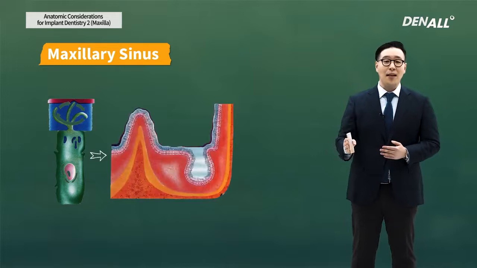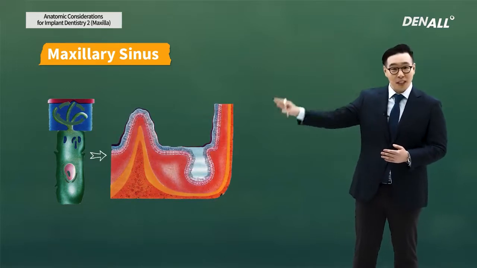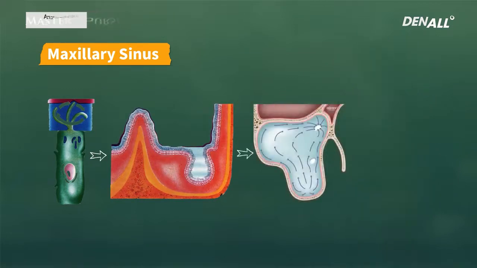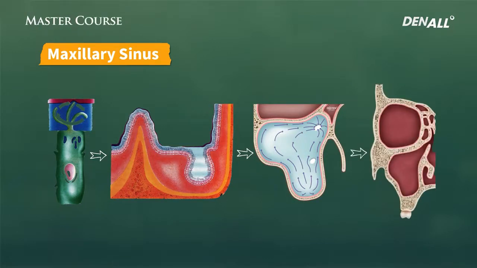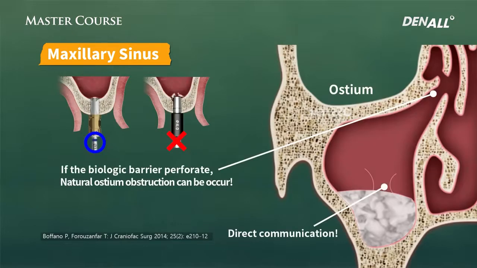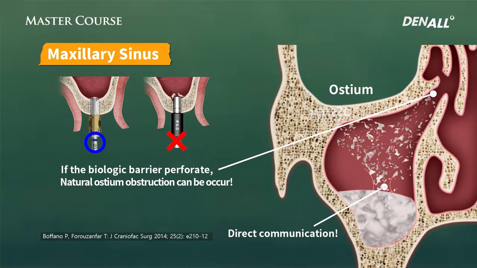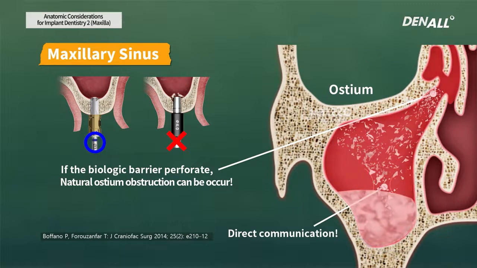The cilia actually flow mucus in one direction, and the mucus that moves to the ostium goes out through the nasal cavity. If you use the crestal and lateral approach and do sinus bone grafting in that way, but the sinus membrane perforates, then the bone material could block the ostium. That could result in sinusitis or infection, so you need to be careful.